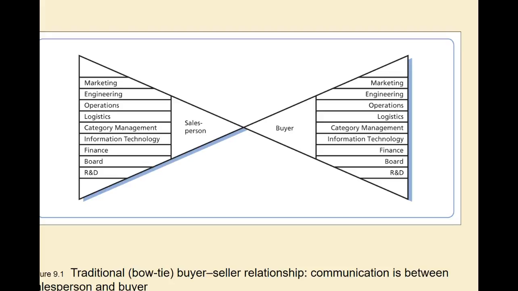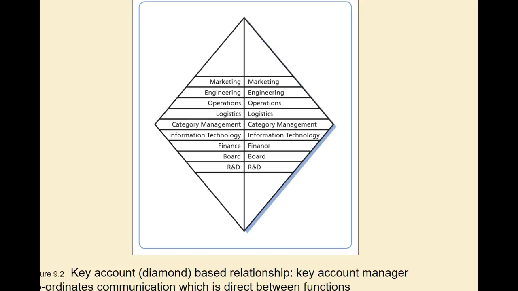For the seller relationship, in the traditional bow tie relationship, communication is basically between the salesperson and the buyer, and marketing, engineering, operations, finance, board, and research and development are all in the background, but they are not going to have direct correlation with the salesperson and buyer relationship. On a key account, it's going to have more of a diamond-based relationship, where the key account manager is going to coordinate the communication between the different functions, but each one basically is tied in side by side. So it's a much different layout than just a transactional one.